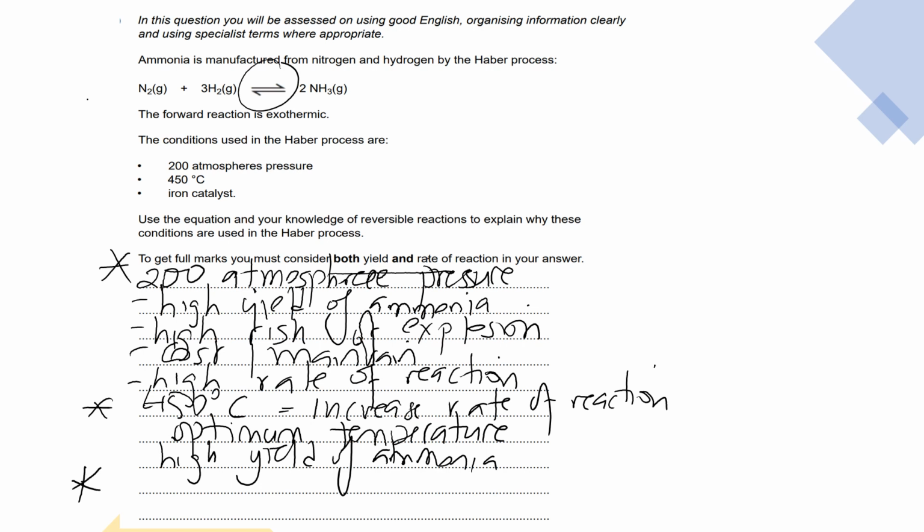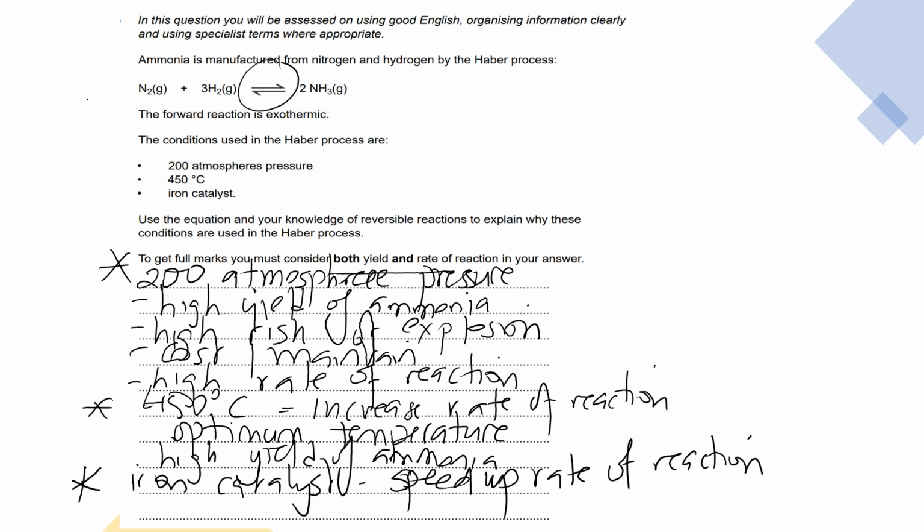And finally, looking at the iron catalyst. Now it will speed up the rate of reaction. If I look at lower temperature, it'll save me energy because I'm using the catalyst, increase the yield, and then the rate of reaction will be equal for both sides of reactants and products.